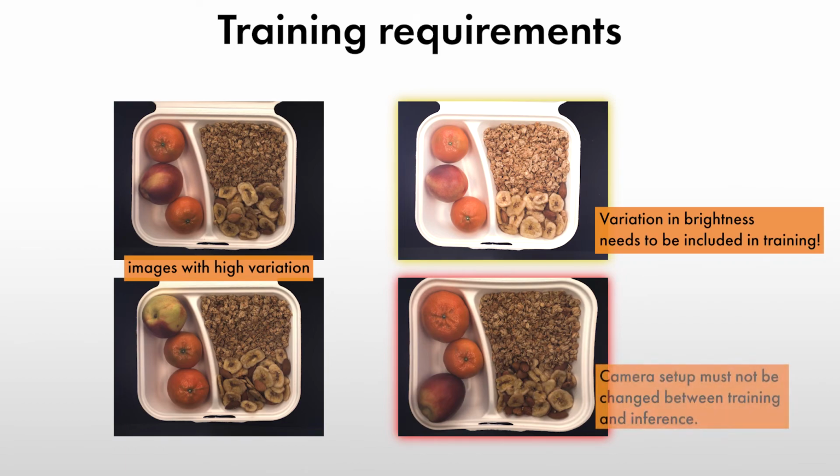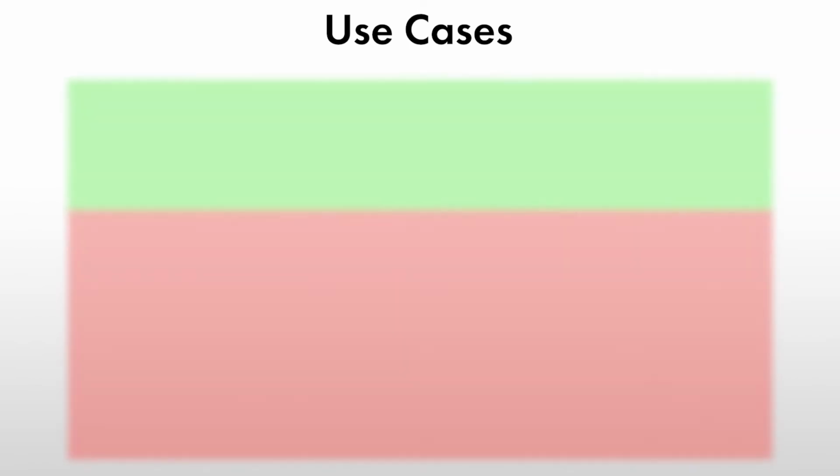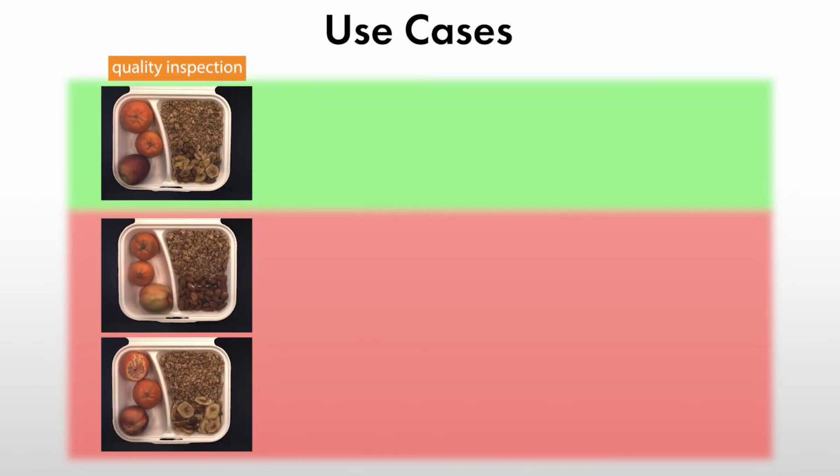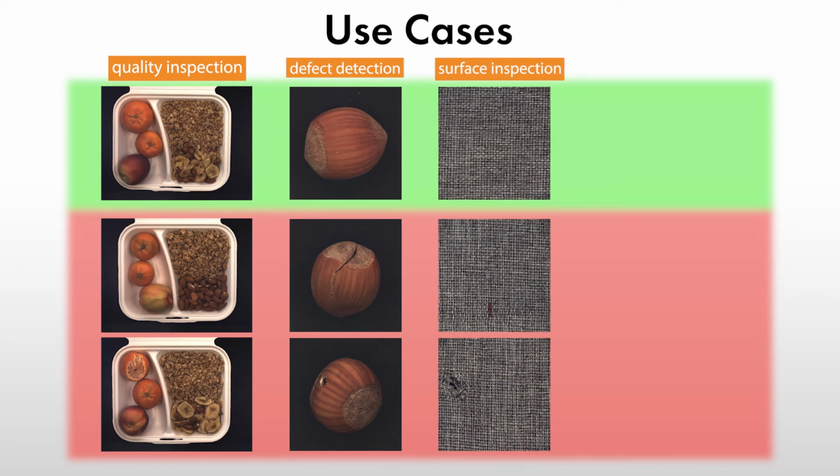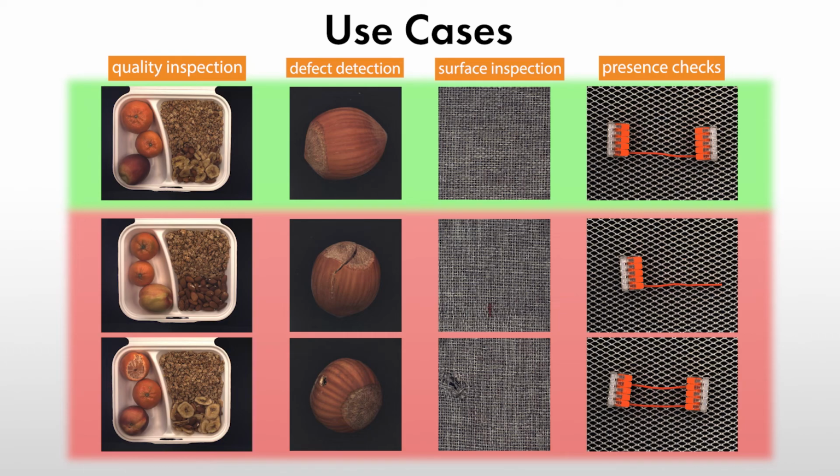Also note that the camera setup must not be changed between training and inference. The model is very sensitive to changes in illumination or size, for example. With all this information in mind, there are many use cases for global context anomaly detection, like quality inspection, defect detection, surface inspection, or presence checks.